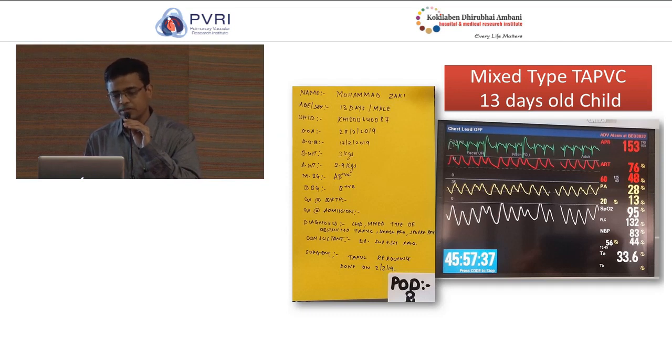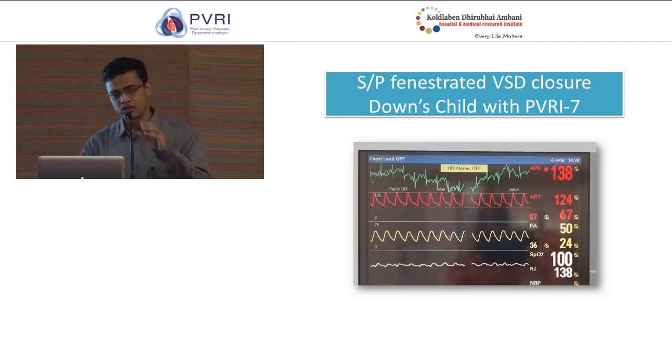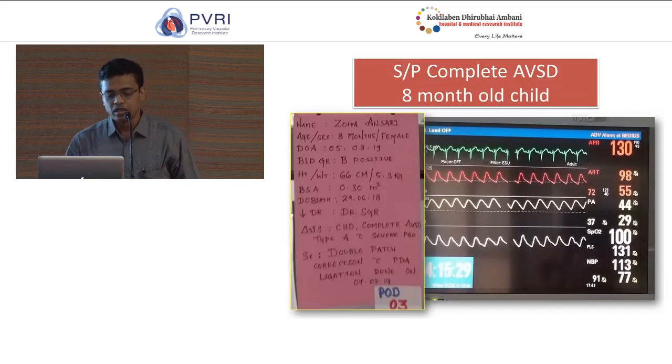This is a case of mixed type TAPVC, POD 3, where the PA pressure has come down. Initially it was on a higher side. This is a case of VSD closure, a 3 month old Down syndrome child. On POD 2 the PA pressure remained on a higher side because of associated problems. This is a case where PVRI was initially high, with Down syndrome. We decided in the multi-team meeting that we were going to do a fenestrated VSD closure. The PA pressure was at half of the systemic.